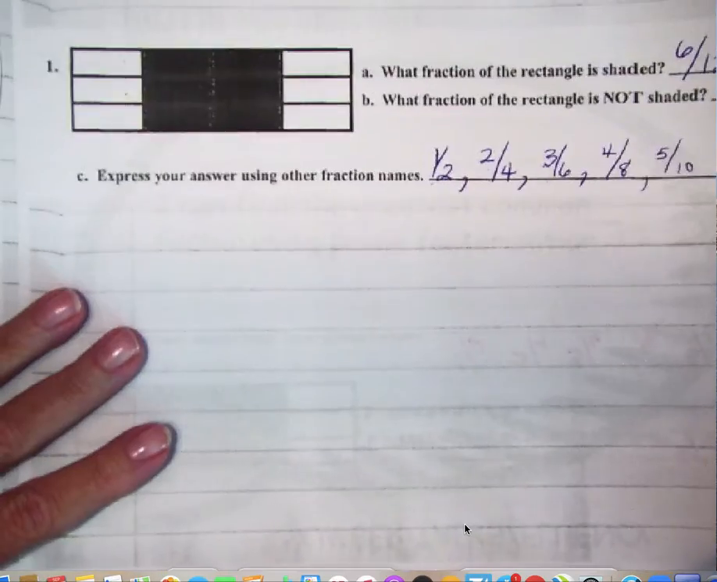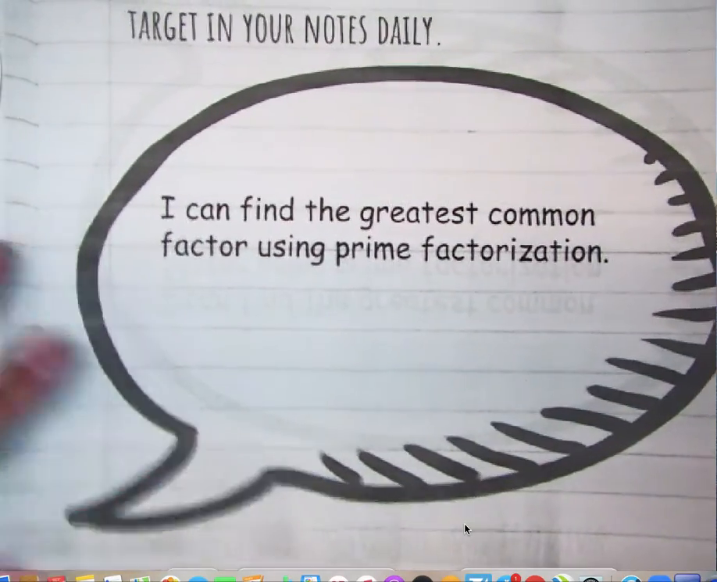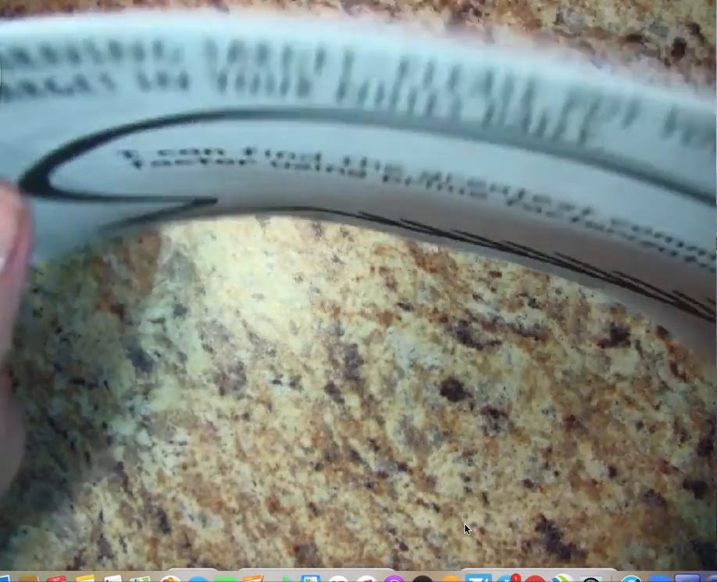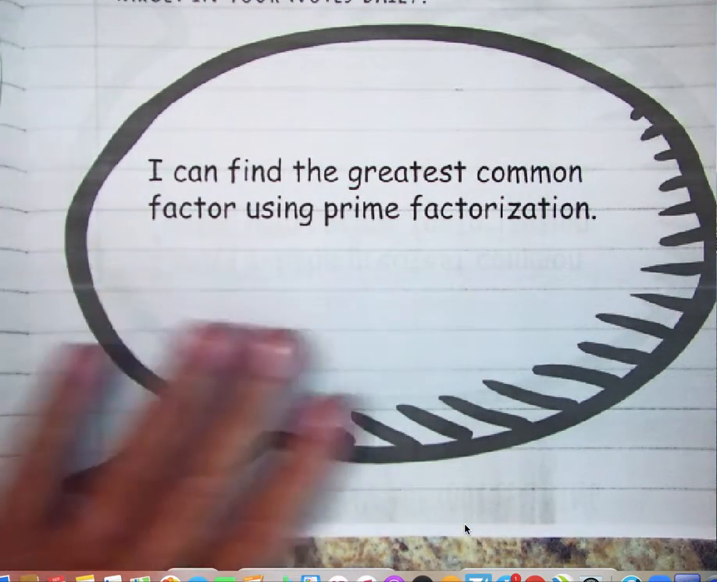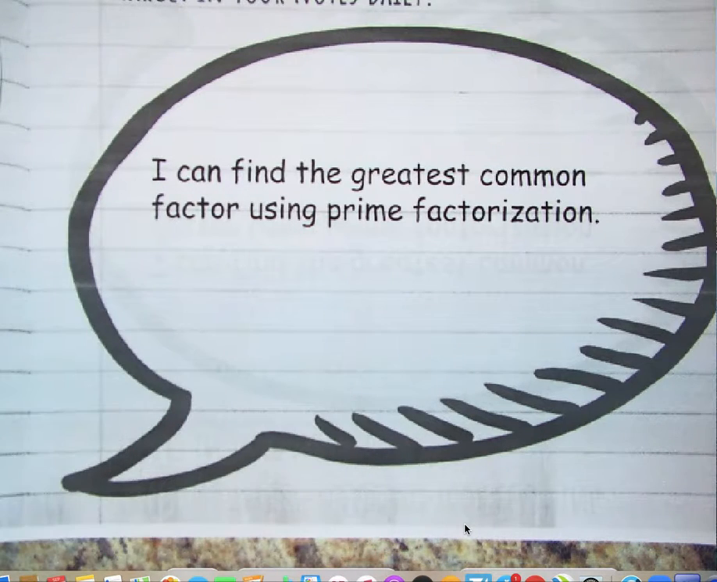Okay? All right. So our learning target for today, and we're going to look at other methods later this week, but our learning target for today is to find the greatest common factor using prime factorization. Okay? We will look at other methods, but today we're going to use prime factorization. So take a minute and jot this learning target down in your notes.